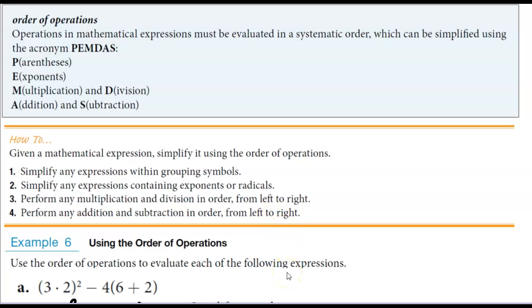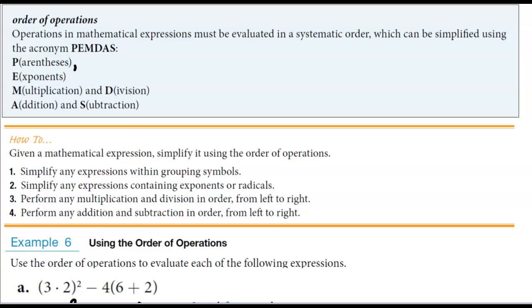Okay, here we have order of operations. Now, operations and mathematical expressions must be evaluated in a systematic order, which can be simplified using the acronym PEMDAS. Now, I'm also going to include here where it says P represents parentheses. But, okay, it's not just parentheses that we need to look at.